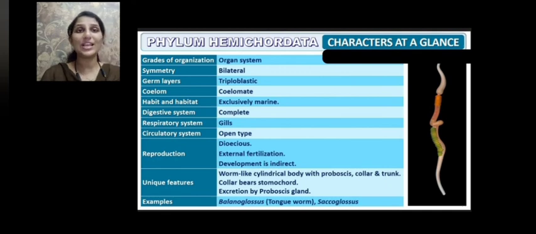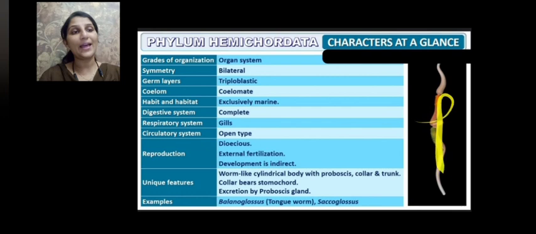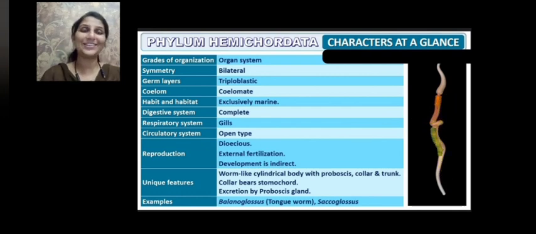they have a true coelom, they are triploblastic, they are exclusively marine, and they have a complete digestive system. The circulatory system is open, and the respiratory system is with the help of gills. And reproduction is dioecious, external fertilization and indirect development. And they have the body divided into the proboscis, the collar region, and the long trunk region. And the proboscis gland helps in excretion. Balanoglossus and saccoglossus are examples of hemichordates.